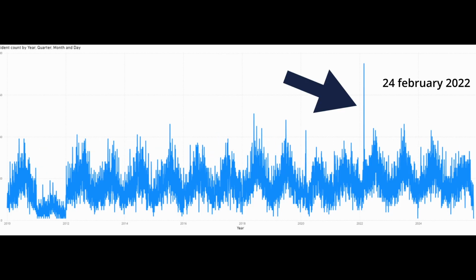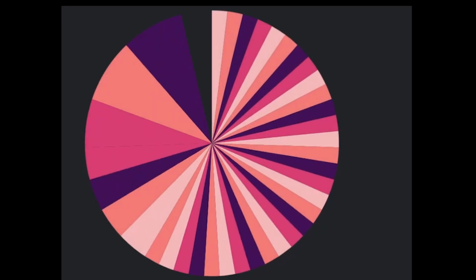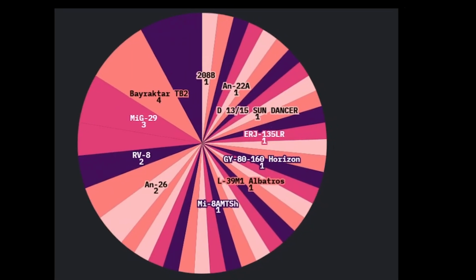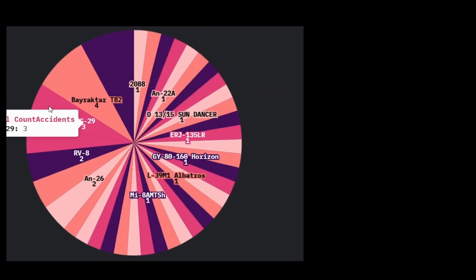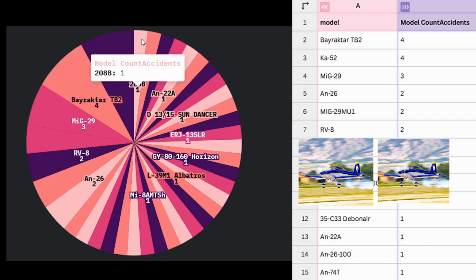On 24th of February 2022, the exact date, Putin announced the Russian invasion of Ukraine. I dug deeper and got the aircraft that crashed that day, and there they are. MiGs, Sukhois, and a bunch of military transport Antonov aircraft, and two RV-8s.